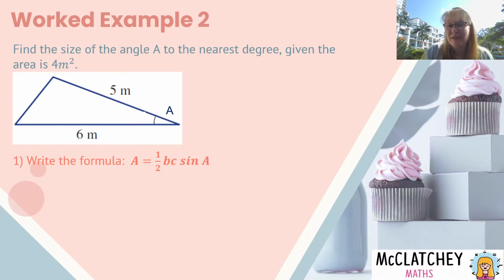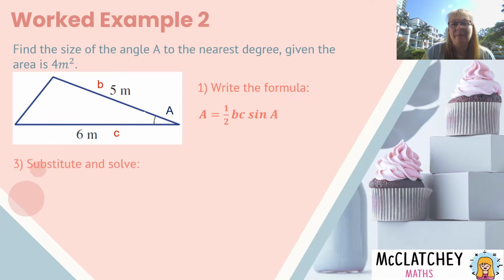You've got to use this formula, half BC sine A. We're going to label our triangle again. A's been done for us, so we're just going to pop B and C on there, and then we're going to substitute and solve. So we know that the area is 4, that's the subject of our equation, and that's going to be equal to half times 5 times 6 times the sine of A.